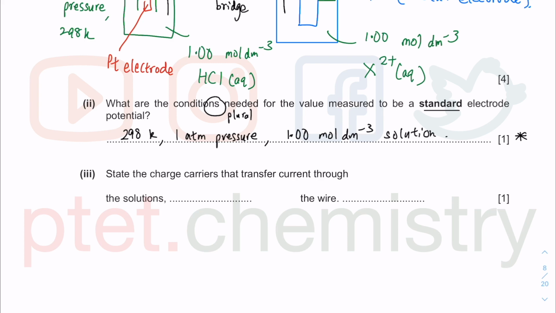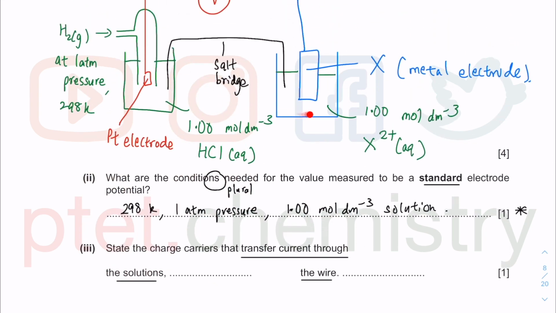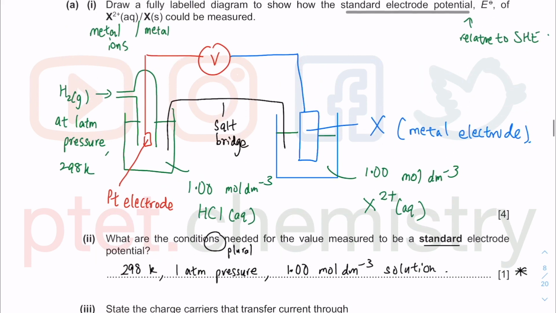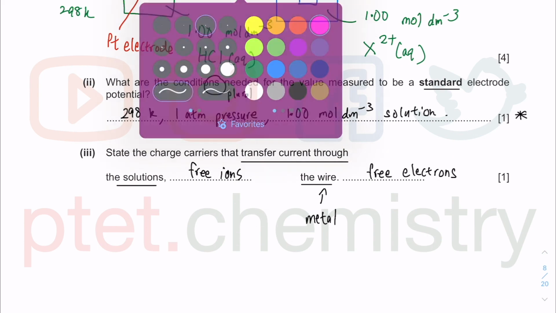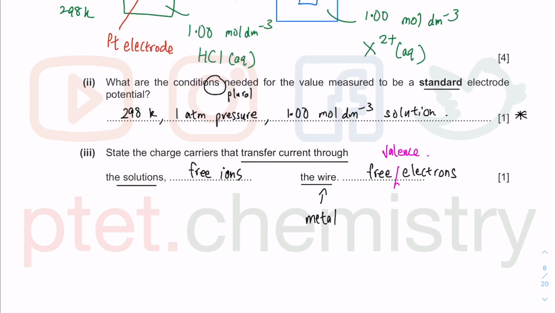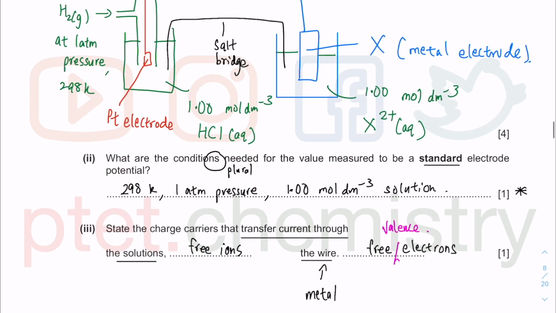State the charge carriers that transfer current through the solution and the wire. The solutions could conduct electricity because of your electrolyte. Your electrolyte contains free ions. And then the wire is made out of metal. Well, not this metal per se, but it's made out of metal. Metal wires can conduct electricity. So that's to do with free electrons. As a matter of fact, you could be more exact. It's actually free valence electrons that get delocalized, whereas all the electrons in ions are localized in the shell, unlike metals. So it's the free ions that allow you to conduct electricity through the solution.